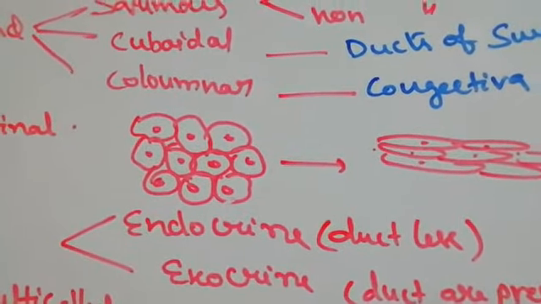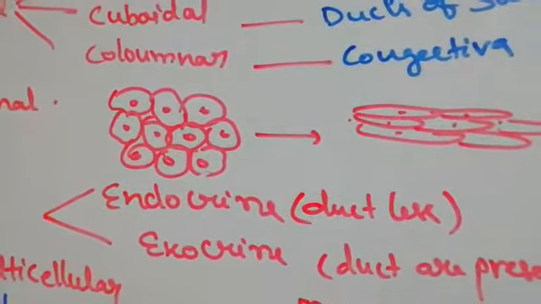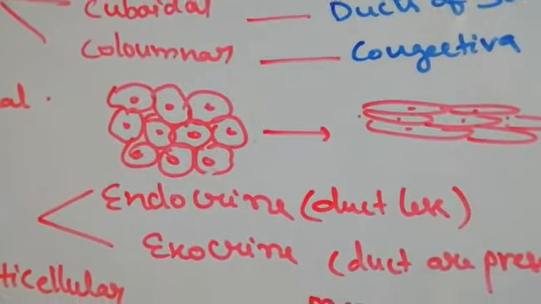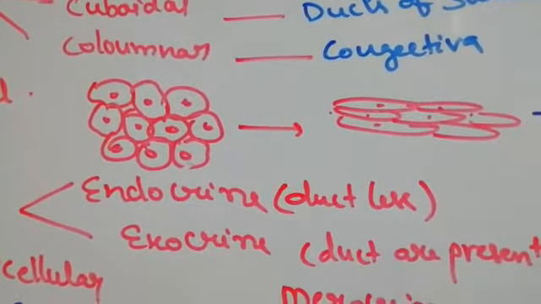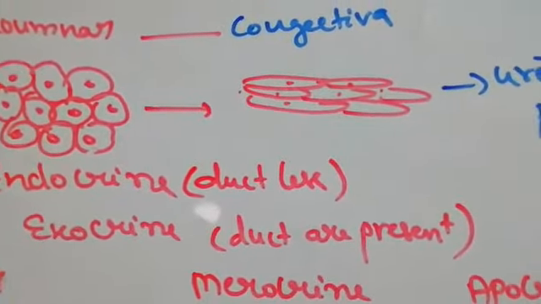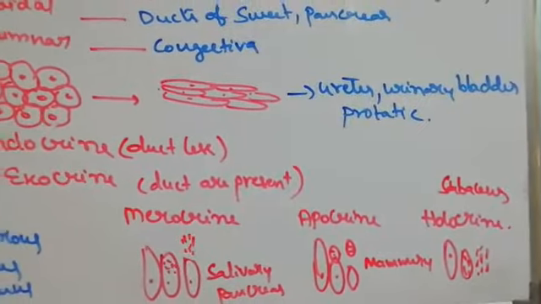Endocrine gland secretions are hormones. Exocrine gland secretions are enzymes, milk, earwax; all of these come under exocrine secretion. And based on the function, exocrine is further divided into three types: merocrine, apocrine and holocrine.